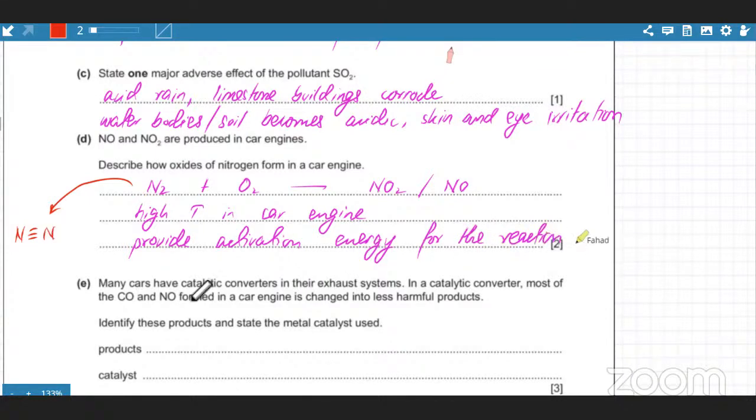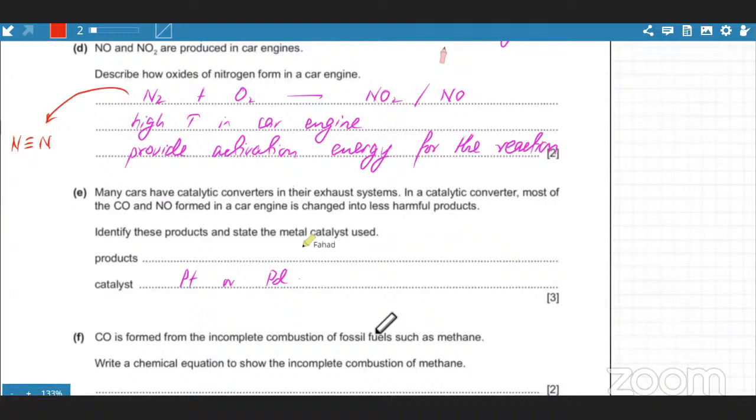The next part: many cars have catalytic converters in their exhaust systems. In a catalytic converter, most of the NO formed in a car engine is changed into less harmful products. Identify these products and state the metal catalyst used. Now, the catalyst that's used is platinum or palladium. It's a honeycomb structure where gases pass through.